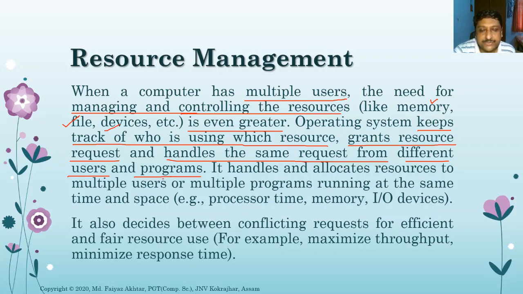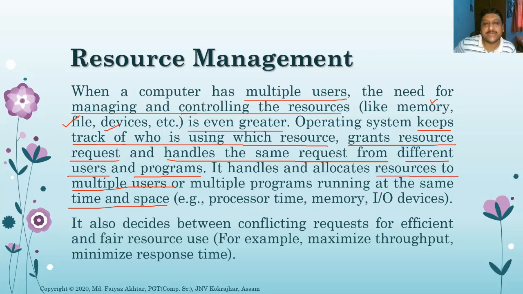Then operating system needs to keep track of everything, which resource is used by which one. If some resource is already used by some other user, then operating system will make the programs or the users which need that resource wait. It handles and allocates resources to multiple users. Some resources are available to use with multiple users or multiple programs running at the same time. At the same time, multiple users can use the same resources.